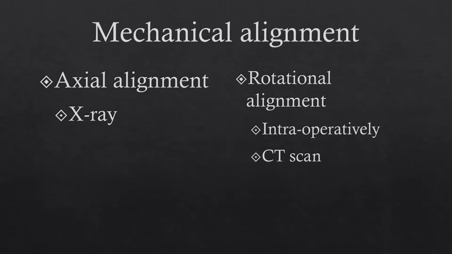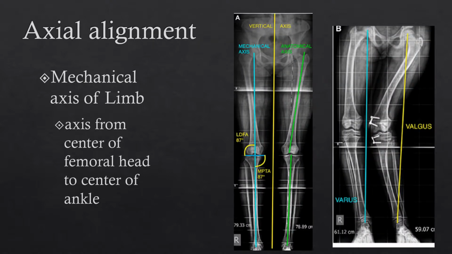Mechanical alignment has two components: axial alignment, which can be assessed by X-ray, and rotational alignment, which cannot be assessed by X-ray. It can only be seen at intraoperative time and by the CT scan.